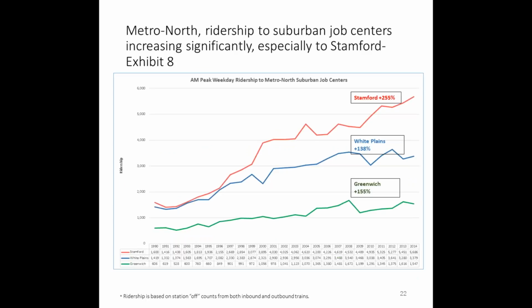And the ridership results were pretty significant. This shows the change in AM peak ridership reverse commute to Stamford, White Plains, and Greenwich since the beginning of Metro North, and since the beginning of 1990 when some of these fare policies were instituted. Ridership, you can see, grew between 155 and 255%. There are now between 3,000 and 5,000 people commuting to each of these locations. And again, part of this was because of the fare policy being lower to encourage this kind of trip.